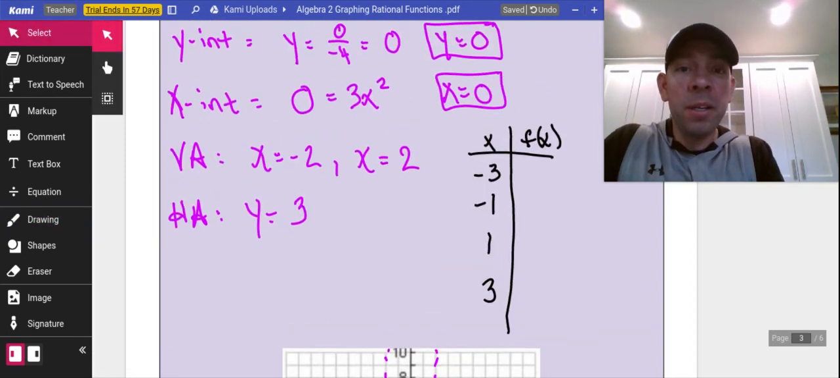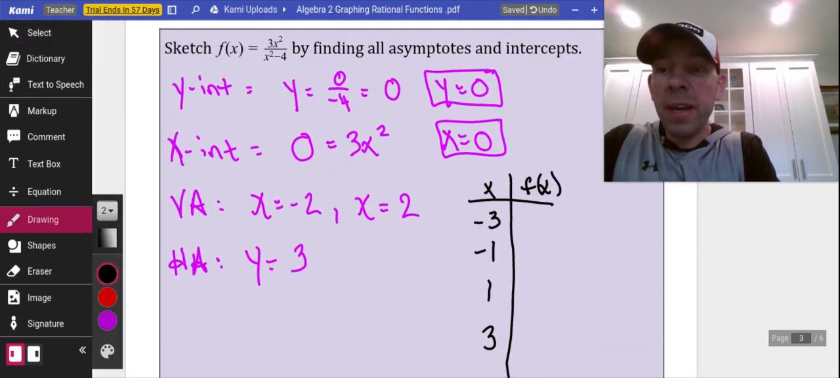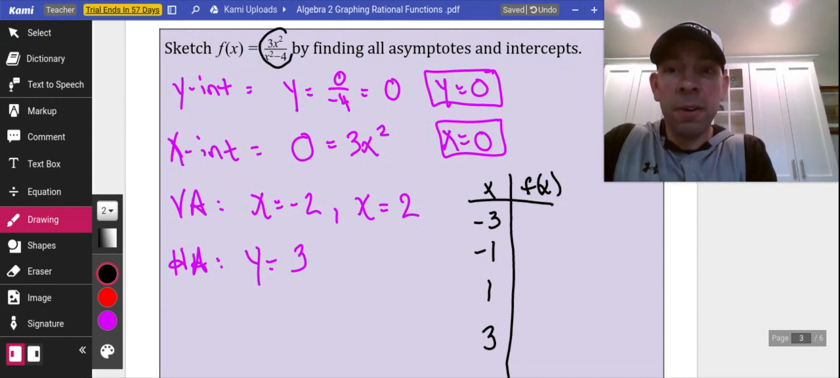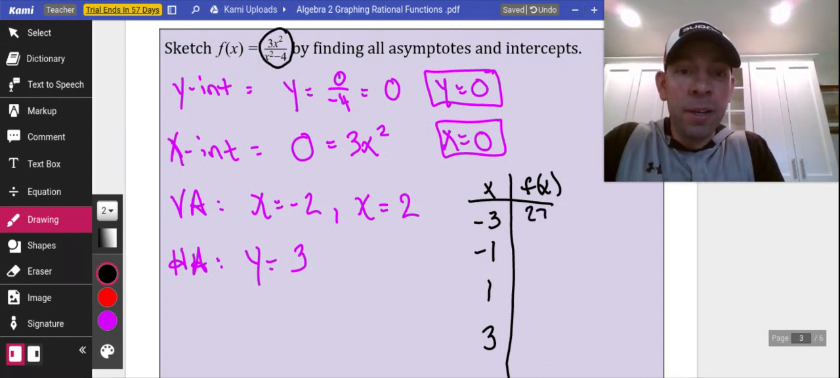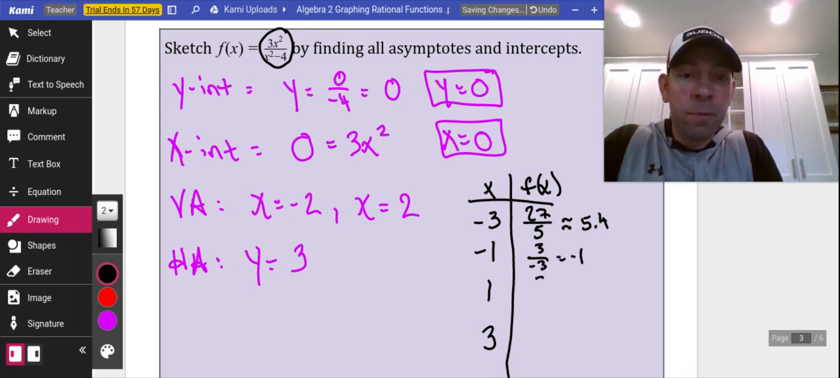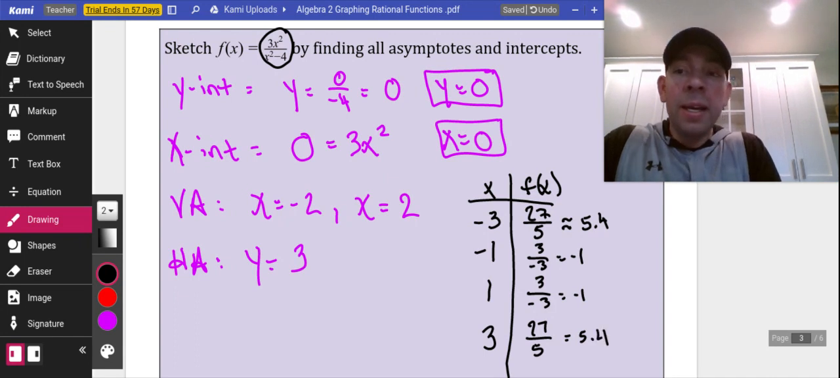Now, we do have a little bit of number crunching here. So if I plug -3 into this function here, I'm going to get a 27, and then 9 minus 4 makes 5. So that's going to be about 5.4, I think. Substituting a -1 makes 3, and 1 minus 4 makes -3, so that's going to be -1. Substituting a positive 1 gives me 3 over negative 3, which is negative 1 again. Interesting. Substituting a positive 3 looks like 27 over 5, which again is going to be 5.4. So I'm going to go ahead and plot those.